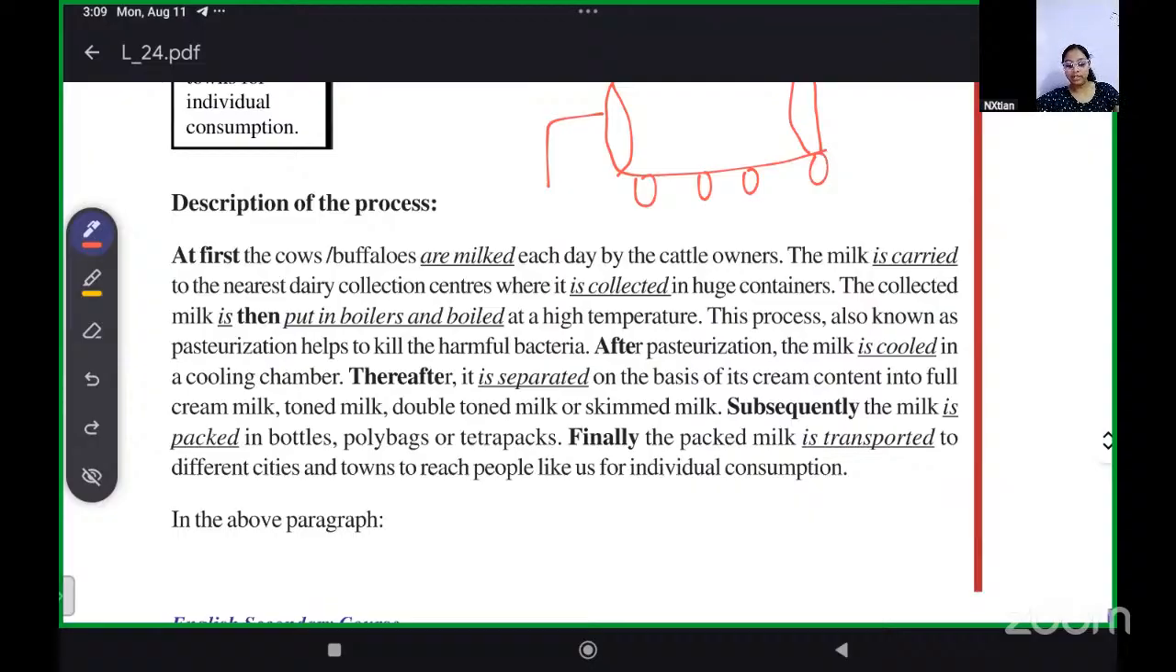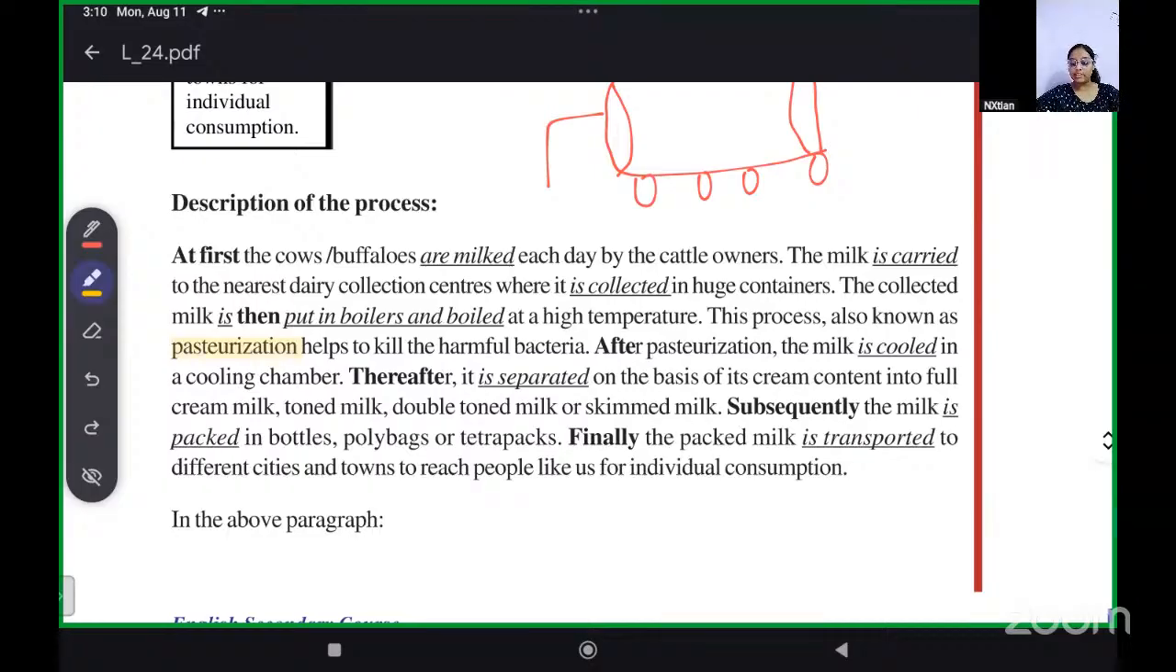The milk is carried to the nearest dairy collection center where it is collected in huge quantities. The collected milk is then put in boilers and boiled at high temperature. This process is known as pasteurization, which helps to kill the harmful bacteria. After pasteurization, the milk is cooled in a cooling chamber.